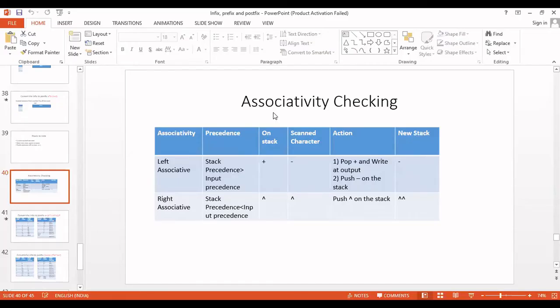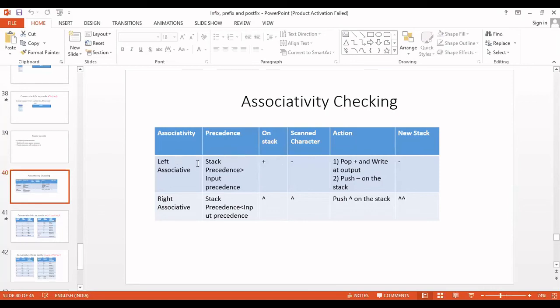When you have associativity checking, associativity is nothing but when you have two operators with the same precedence, like plus and minus, or multiply and divide, or two exponentiations. Then only you will be checking for associativity. Otherwise, you will work only with precedence. But when you have associativity checking, you have to consider this one.